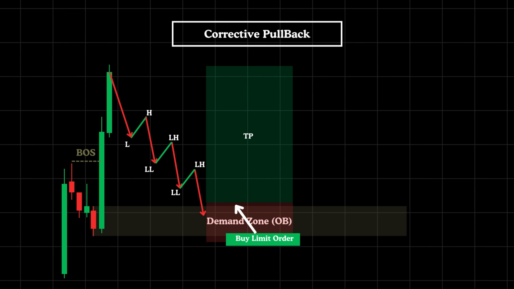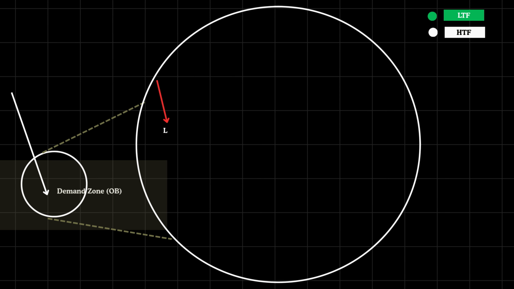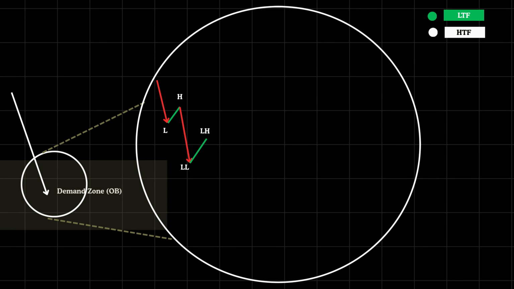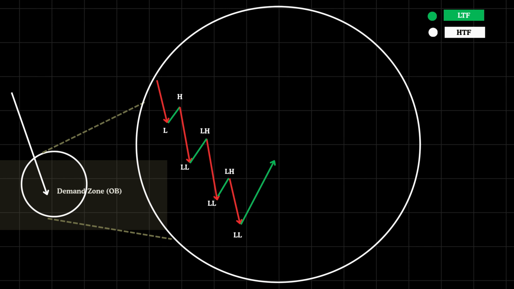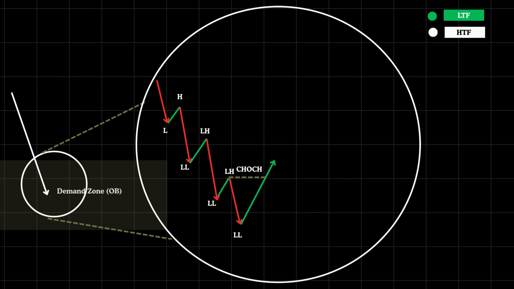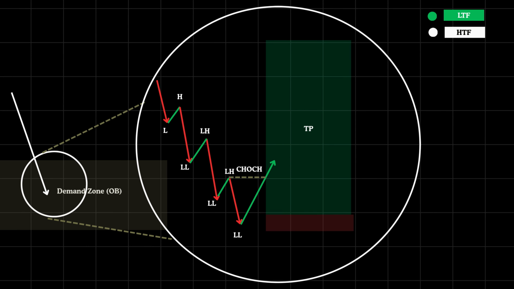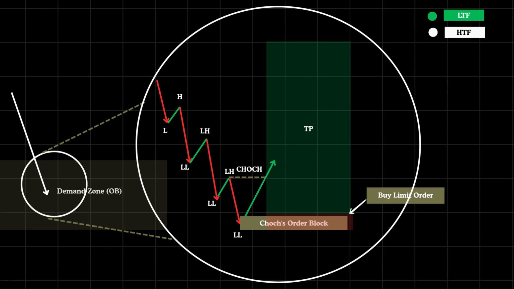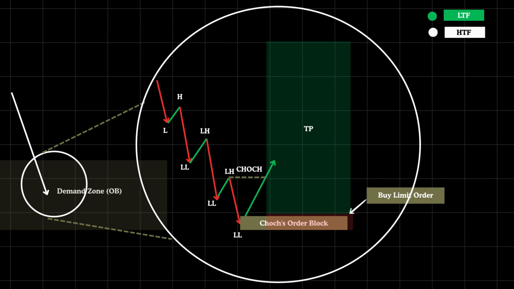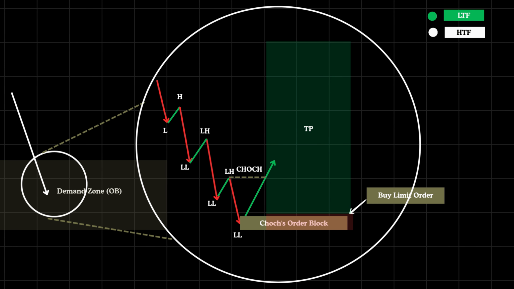A conservative entry involves waiting for the price to enter the zone, then switching to a lower time frame to detect signs of a change of character, CHoCH, or a reversal pattern that signals a potential shift in structure. Once a market structure shift is confirmed, you can place your entry at the high of the newly formed lower time frame order block, typically a demand zone formed by the move that caused the character change. The stop loss should be placed just a few pips below the low of the zone, and the take profit can be targeted at the external liquidity zones identified on the higher time frame.